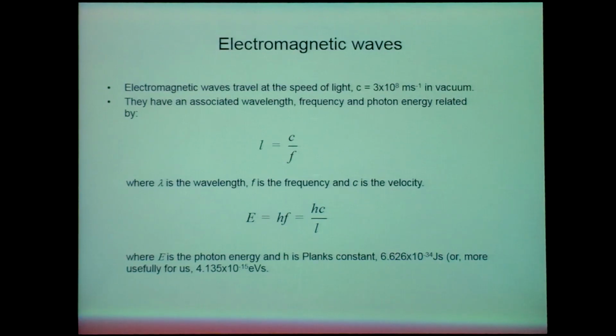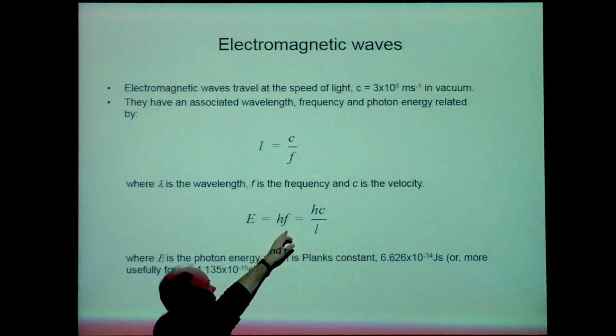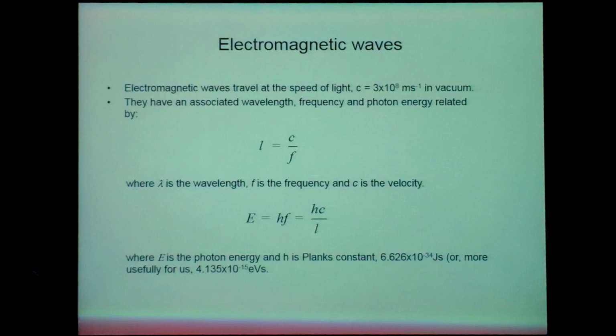Now, I showed you this last time. The wavelength, that should be a lambda, is proportional to the speed of light divided by the frequency. And the photon energy is given by Planck's constant times the frequency, or Planck's constant times the speed of light divided by the wavelength.